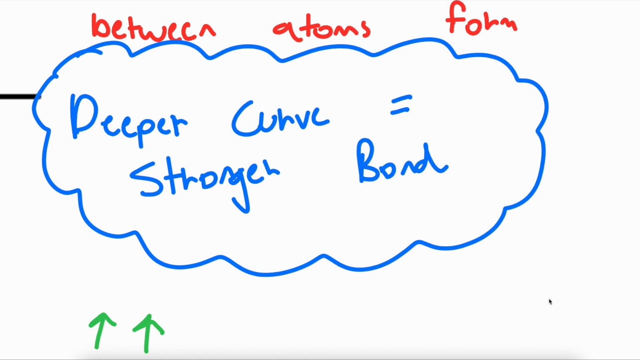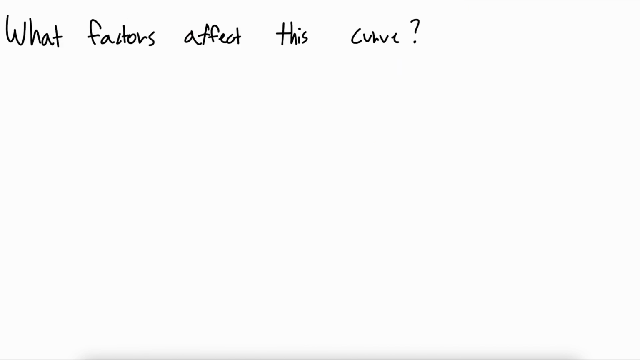You need to know that the deeper our curve, the stronger our bond, because there is less potential energy between the two molecules. They are more stable with one another. And the inverse is true as well. The higher our curve, or the greater our potential energy value, the weaker the bond is. So again, the deeper the curve, the stronger the bond. You gotta know that. Now that we know how to interpret these graphs, what factors will affect their curves?